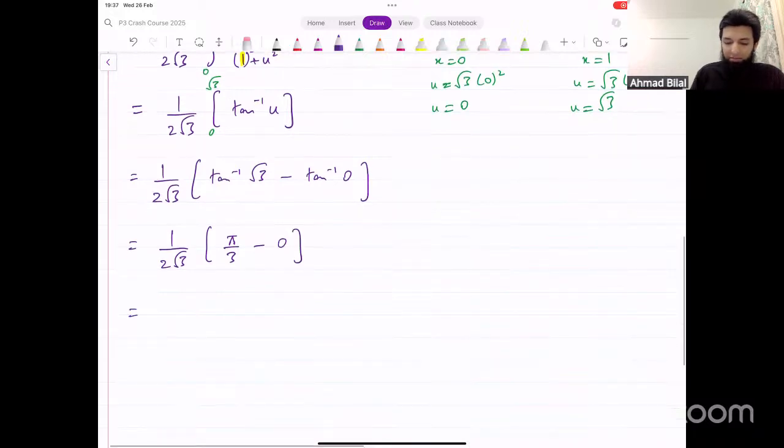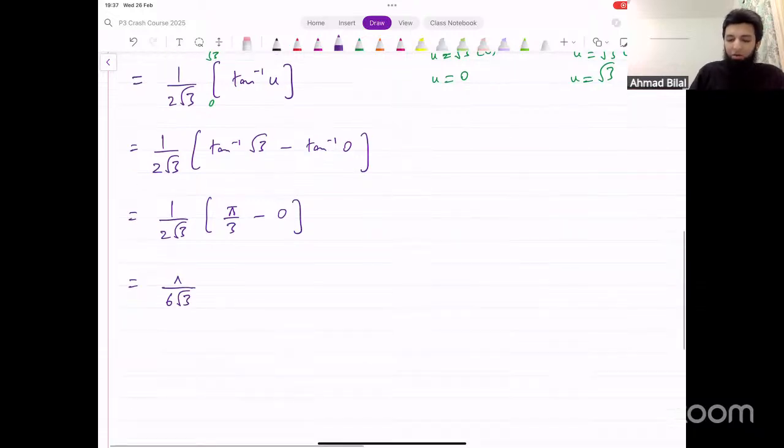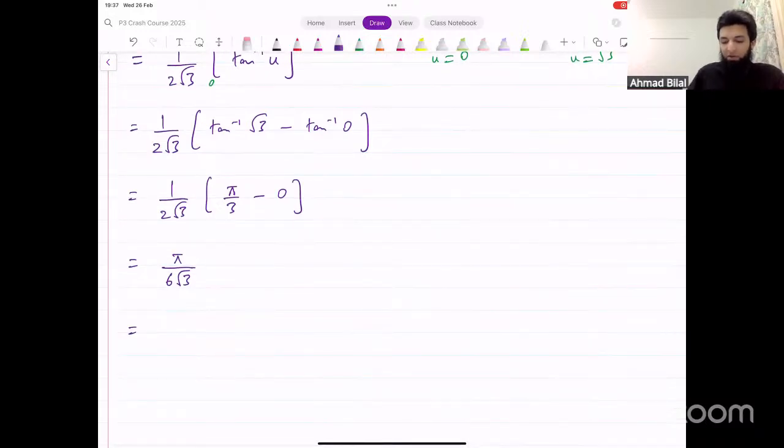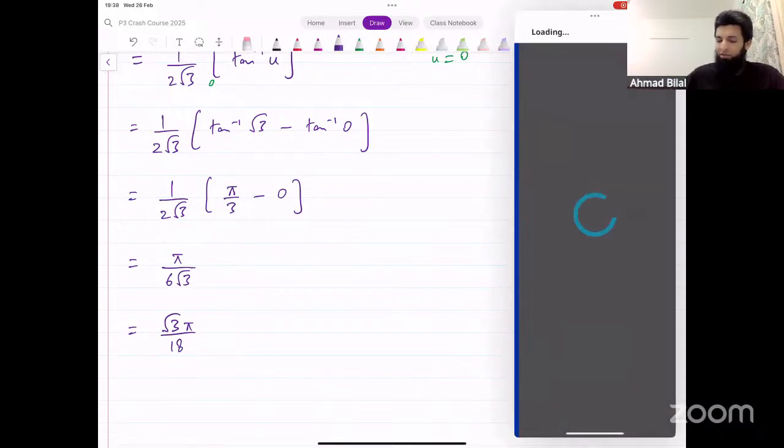And that simplifies to pi over 2 into 3, which is 6 under root 3. You can leave it like this, or you can write it in rationalized form. The way to do that would be just put this on your calculator, and your calculator is going to give you something like this. It will give you square root of 3 pi over 18. Okay, you can just put that on a calculator and it should do it for you.